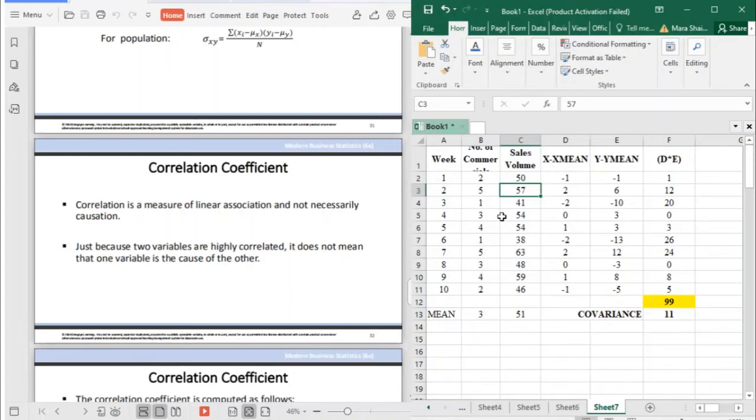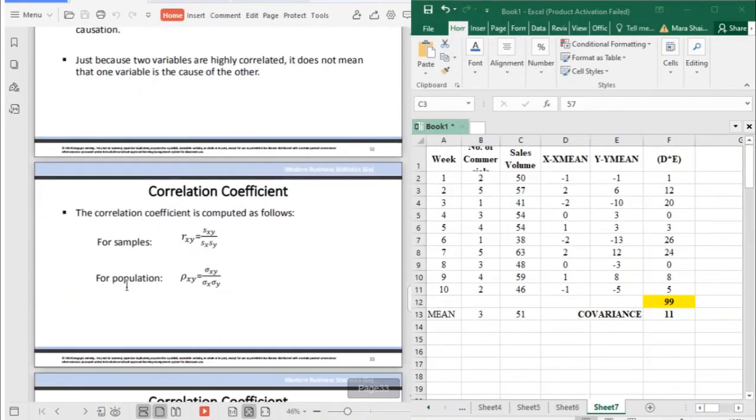Now in correlation, that is not always the case. So just because two variables are highly correlated, it doesn't mean that one variable is the cause of the other. So that is the difference in correlation. See?